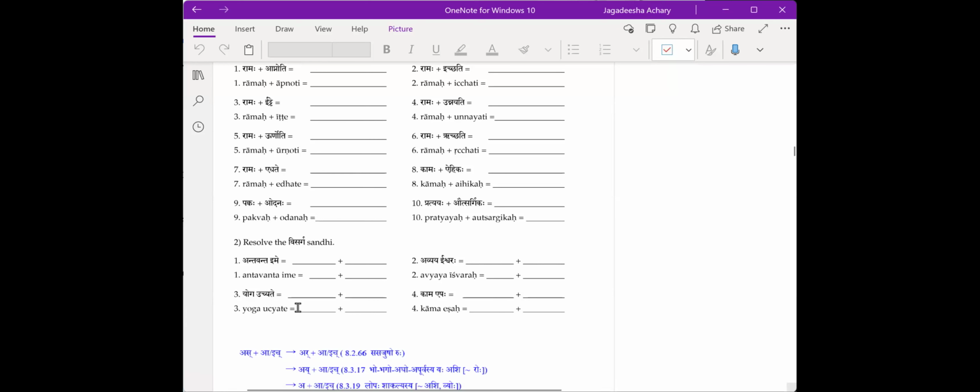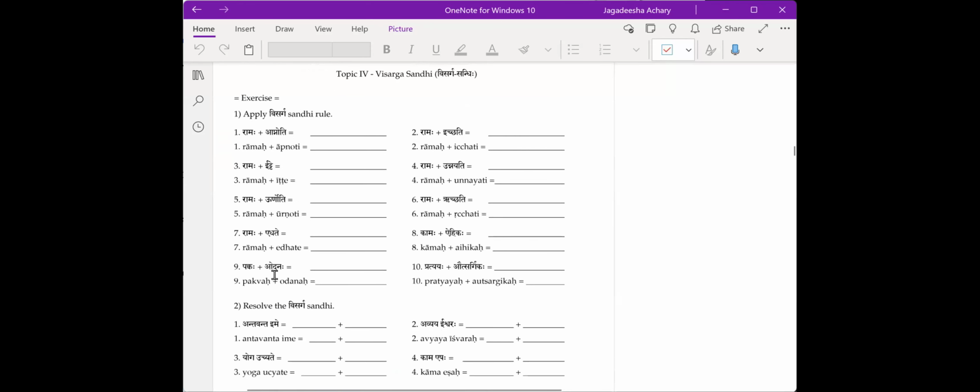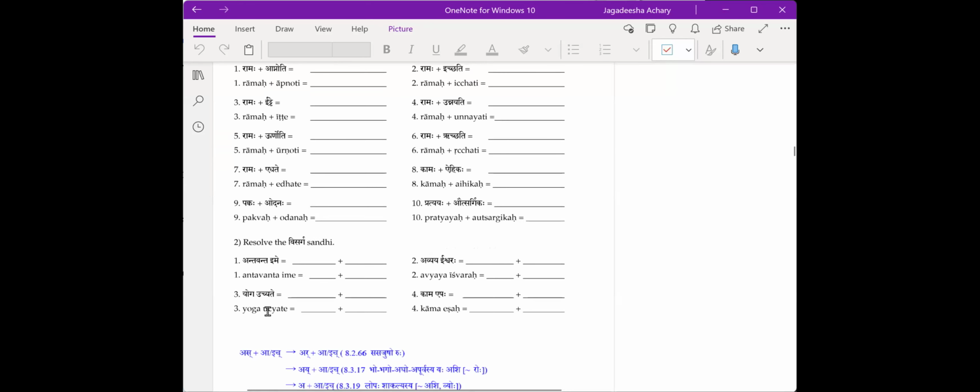Or an easier one is yoga uchyate. Yoga uchyate. Purvapada ends with aha visarga. Parapada starts with one of the vowels, which is not short a. So it will result in the number 2a of the Arjuna Uvacha kind of Visarga Sandhi. Yoga Uchyate, there is no change. Both of them are starting with U.